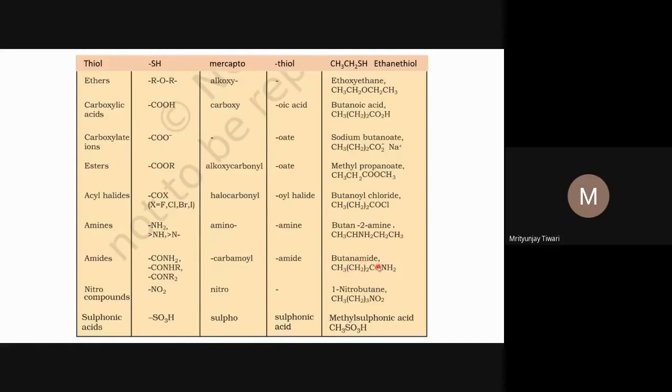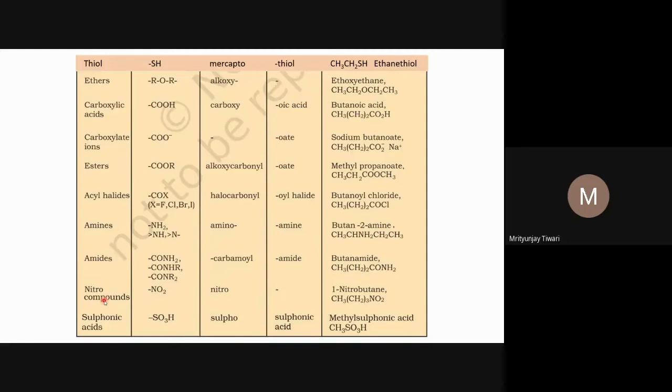Let's see this example. CH3, CH2, CH2, CONH2. In this case, the numbering will start from here, 1, 2, 3, 4. This is the four carbon atom butane, and A is also a vowel, so the E of the butane we will remove. So butane, and then for the CONH2 group we will add amide. So this will be butanamide. So this is butanamide, the name of this compound.